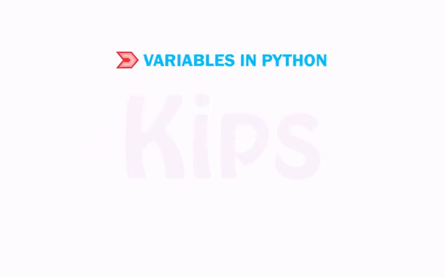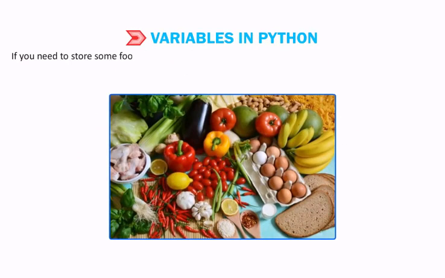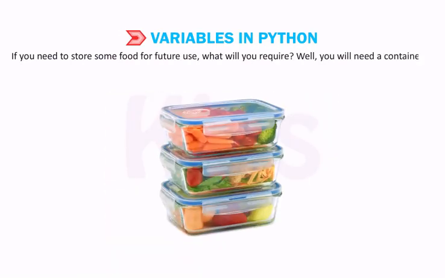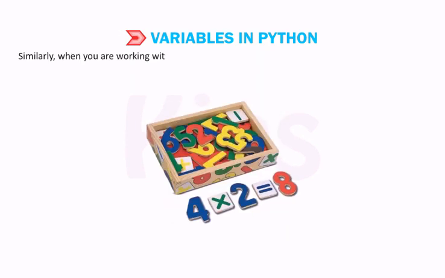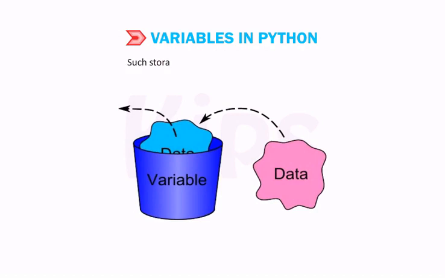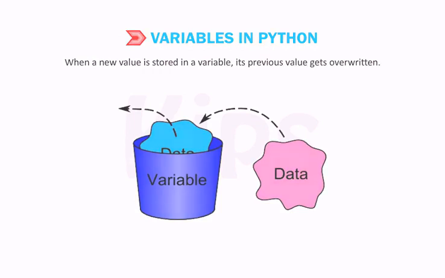Variables in Python. If you need to store some food for future use, what will you require? Well, you will need a container to store the food. Similarly, when you are working with the values in Python, you require some storage to hold values for later use. Such storage locations are known as variables. A variable can store only one data value at a time. When a new value is stored in a variable, its previous value gets overwritten.